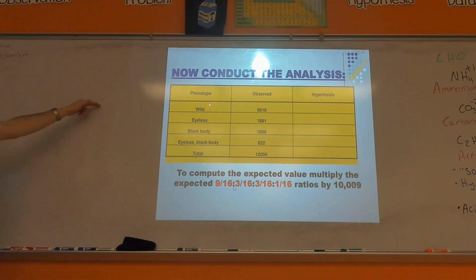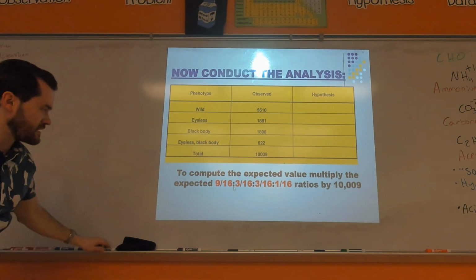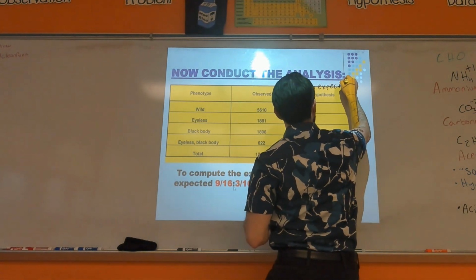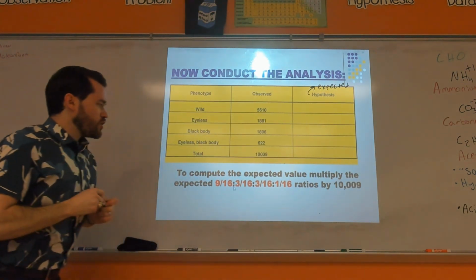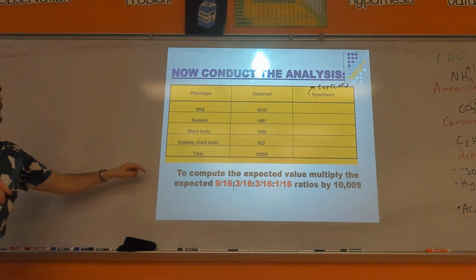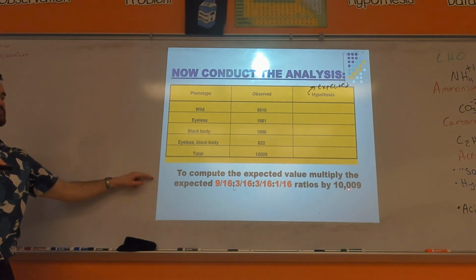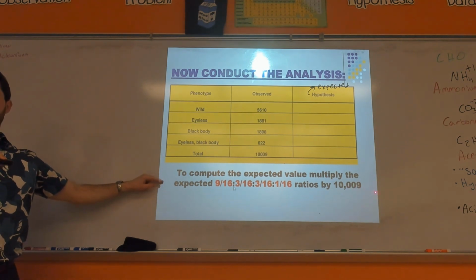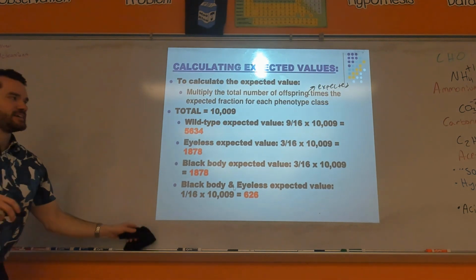You would have your 4 different phenotypes. Here are the numbers we observed. And then this is your hypothesis, this would be your expected. You use your ratios, and basically you multiply each of these ratios by your total number of offspring, 10,009. So it would look something like this.